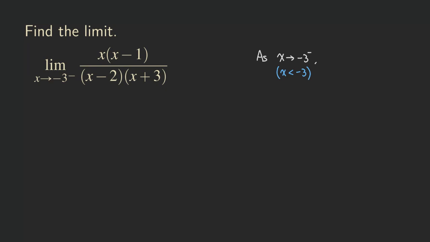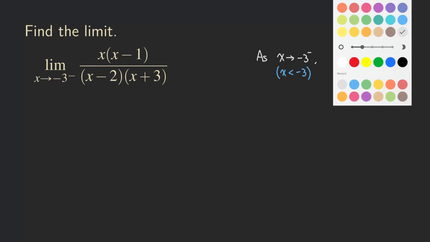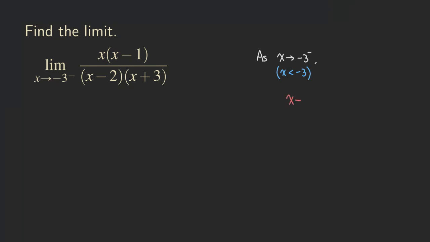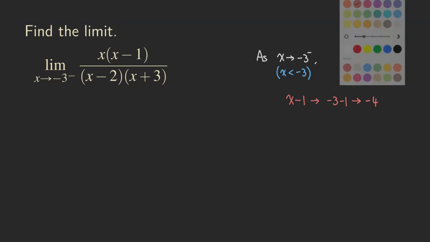When we look at each factor, because it's already in factor form, we can see that this x is approaching -3. It's not something that we need to worry about because it's just the same factor. Now, what about x minus 1? Let me use a different color here. x minus 1 is approaching -3 minus 1, so that's approaching -4.